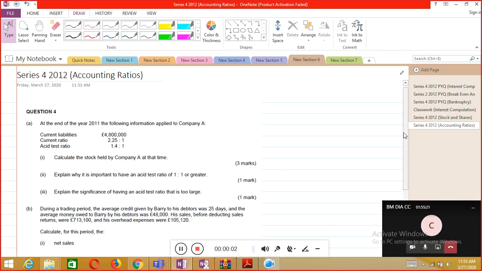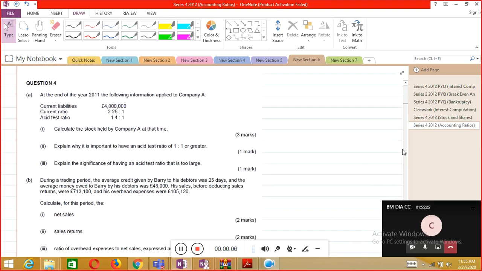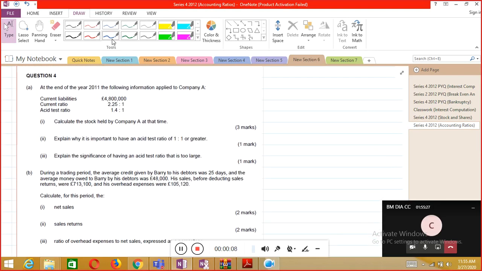Now, so this is accounting ratio. If you look at it, they give you some information here. At the end of the year 2011, the following information applies for company A. So this is only for company A. They give you current liabilities, current ratio, and acid test ratio.